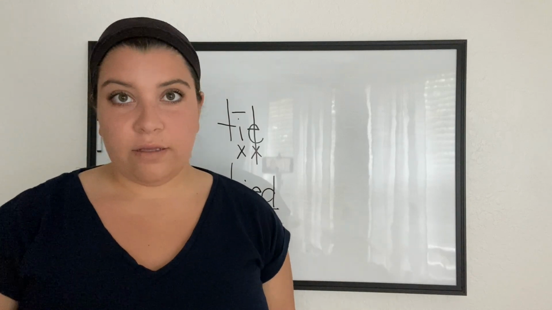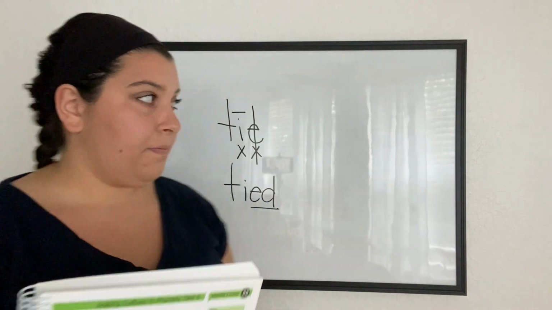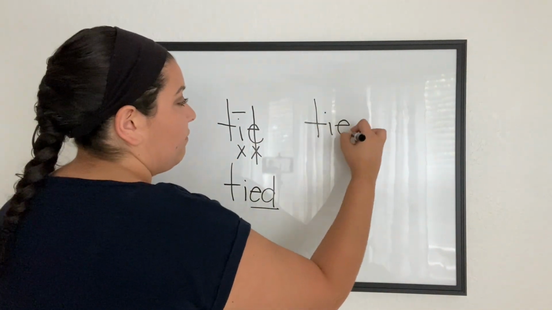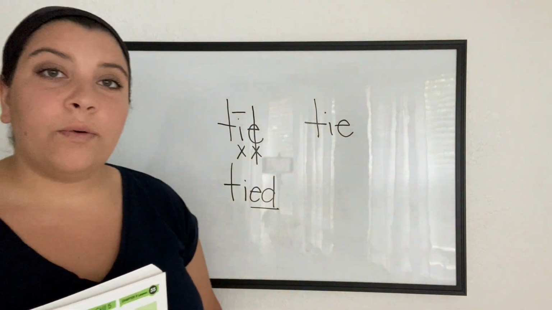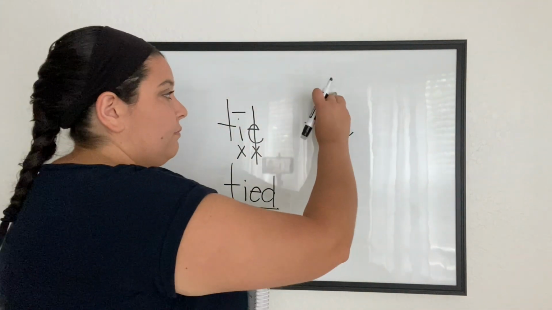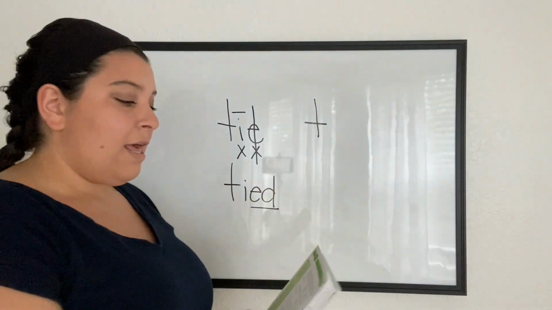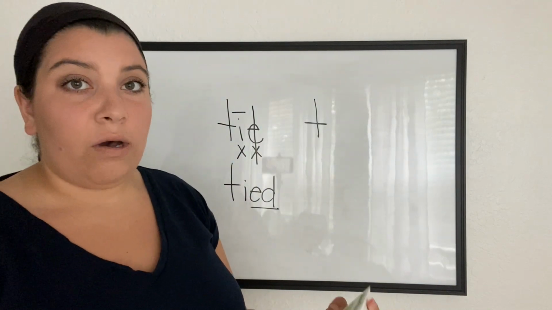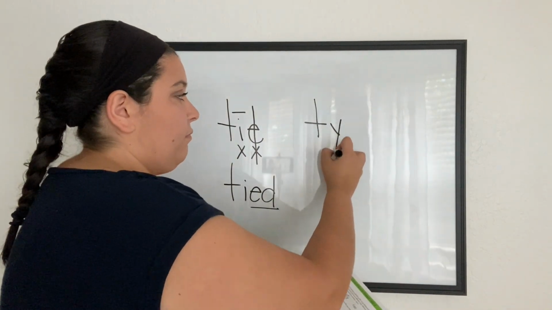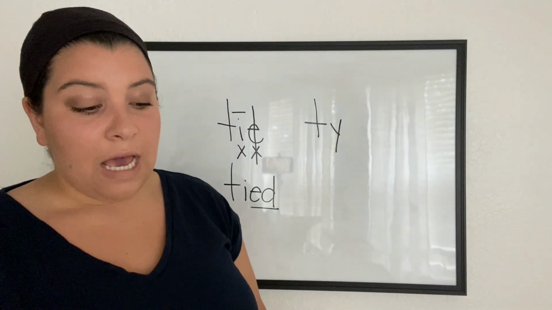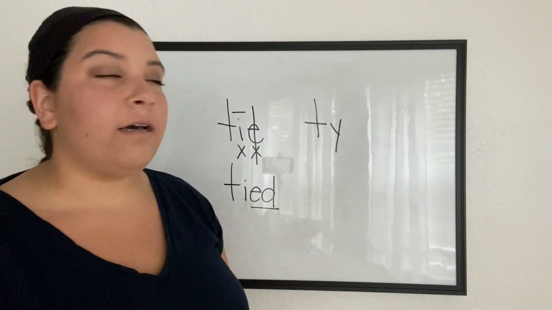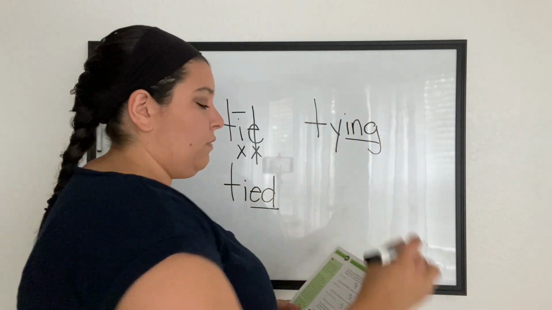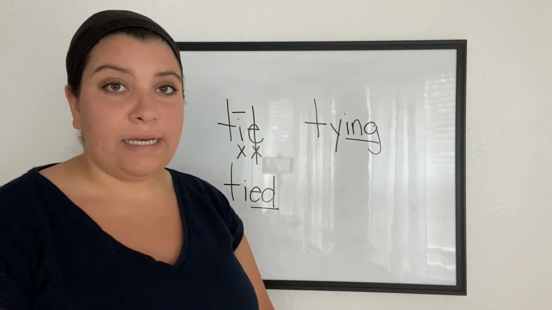First, I'll erase the I and the E. So the first thing I'm going to do before I do that is write the word tie. Now I'm going to erase the I and E. Then I'm going to add the letter Y. It will say the sound of long I. Lastly, I will add the suffix ing and underline it. And now I have my word tying.